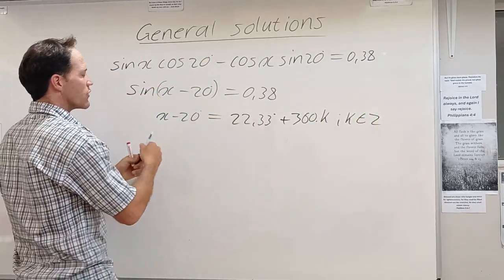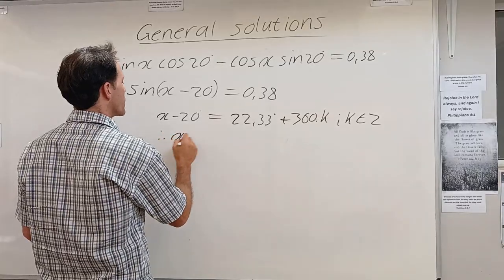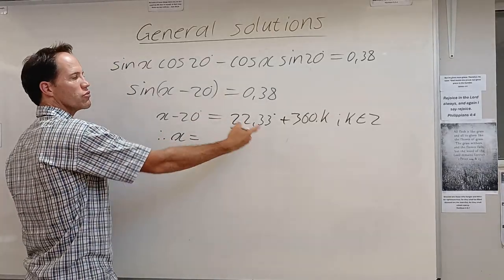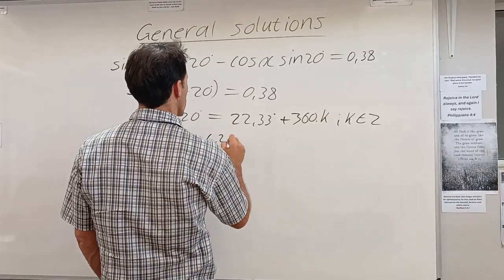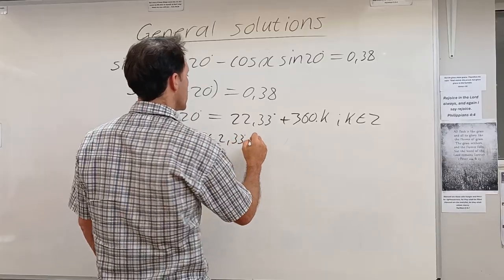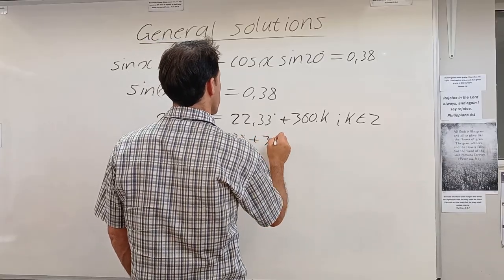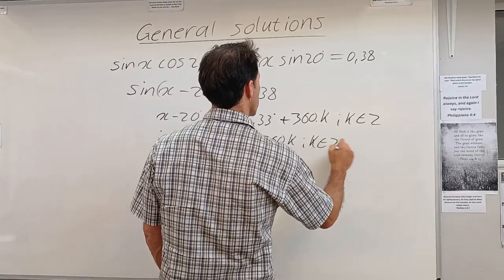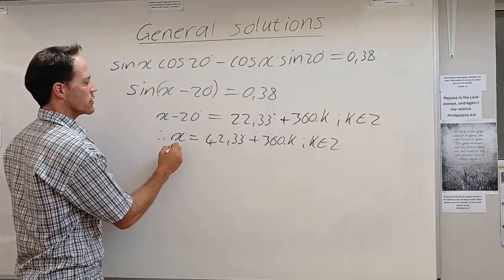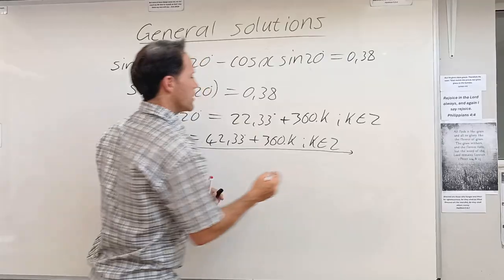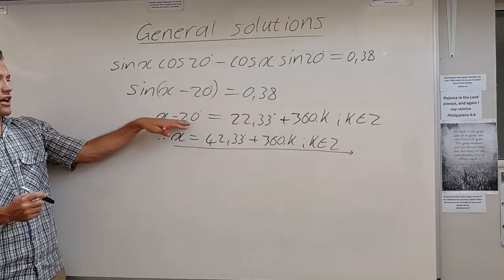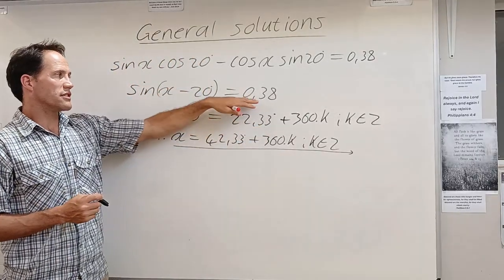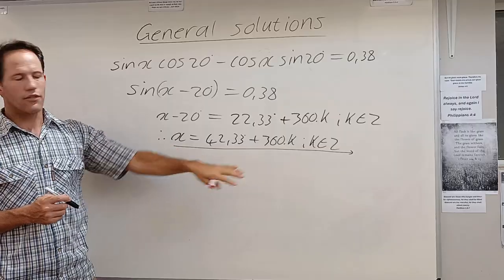So when we take the negative 20 over, we can say therefore x is going to be 22.33 plus 20. So it's 42.33 plus 360 times k, k element of Z. So this one is finished. There's the answer. That is now for the first quadrant where sine is positive, but it's also positive in the second quadrant.